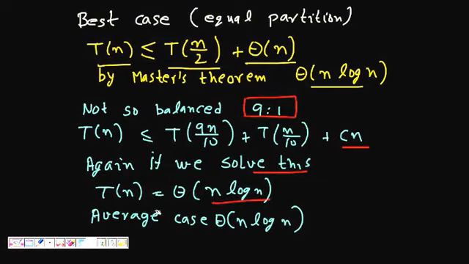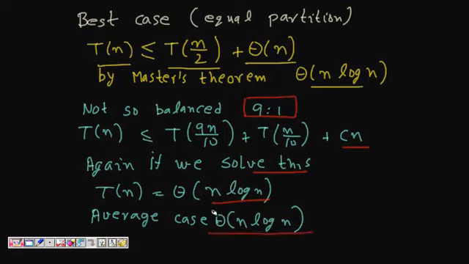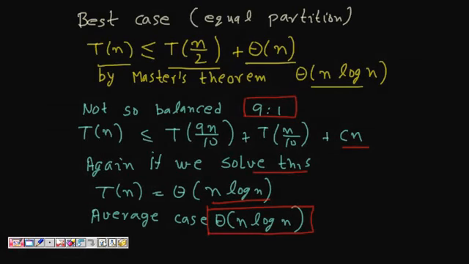Okay. So in the average case, there are many more mathematical details in finding it, but we will find that the average case is theta of n log n for QuickSort. Okay, and this was about QuickSort.